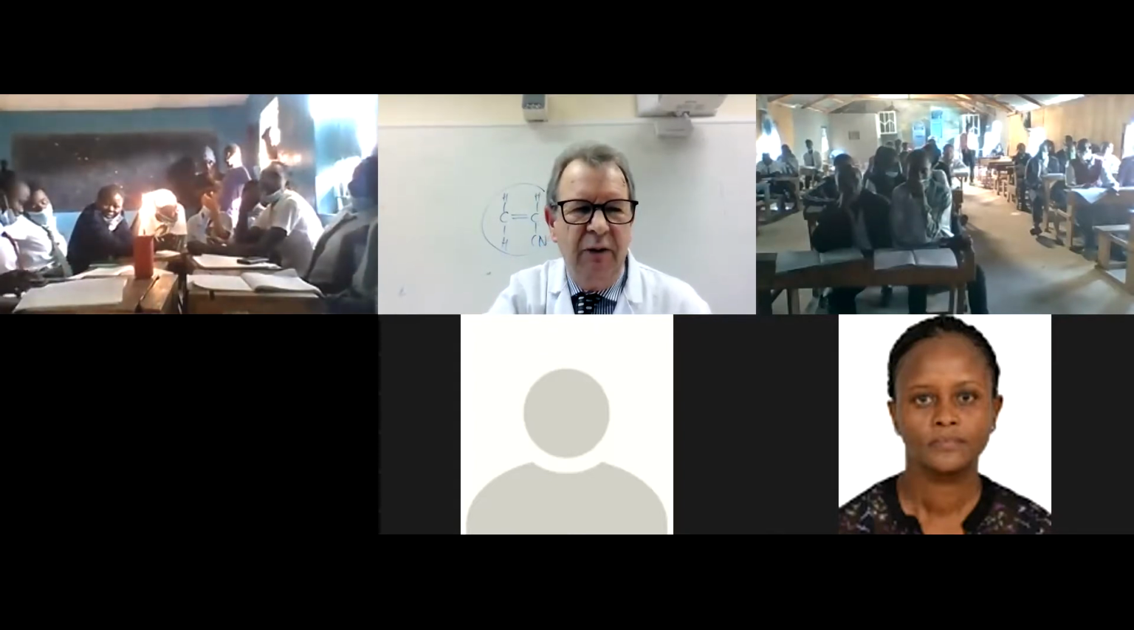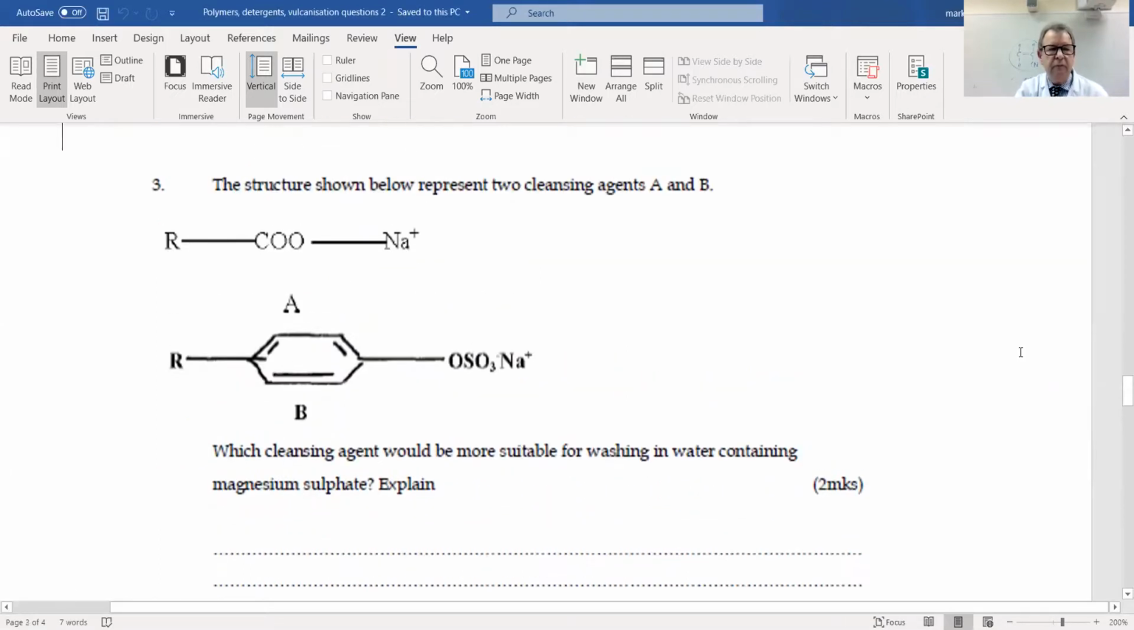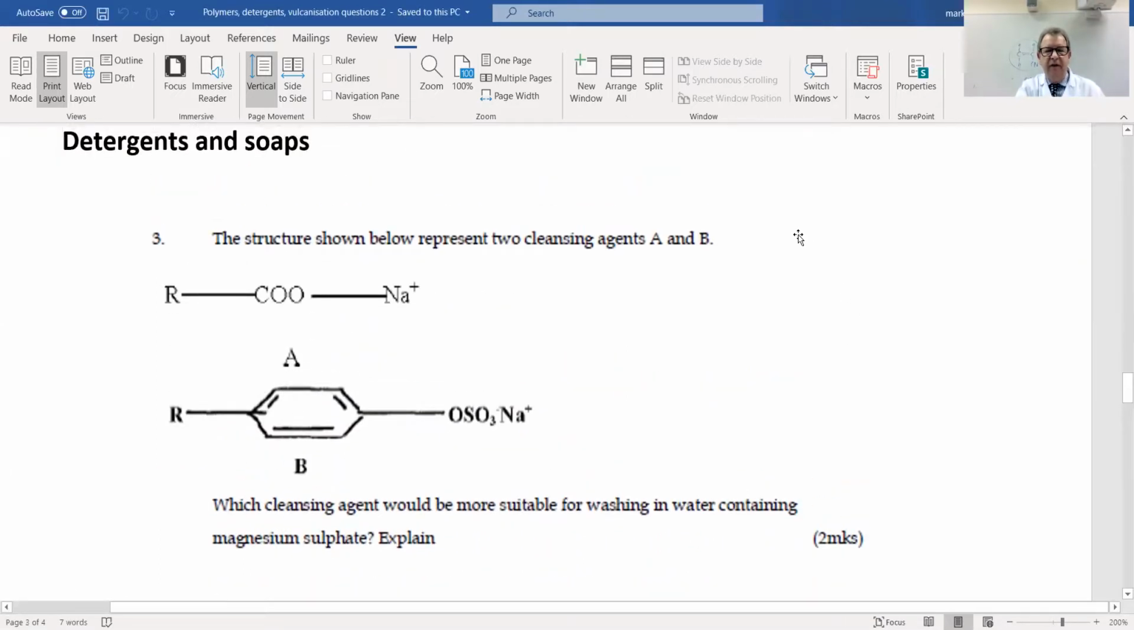Okay, so I'm going to look at a question here. This is about detergents and soaps, and I'm going to tell you about detergents and soaps. It's fairly straightforward, but it's important that you know how it goes and the sort of questions that you get. The first one says, here's 2 cleaning agents.